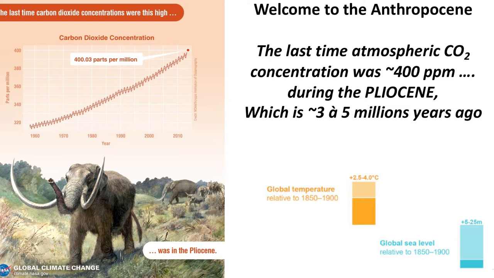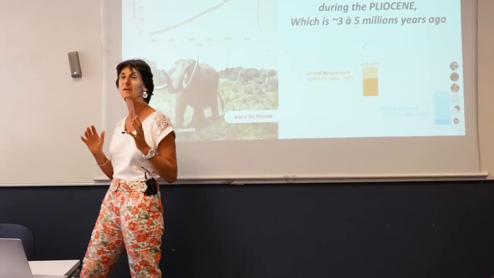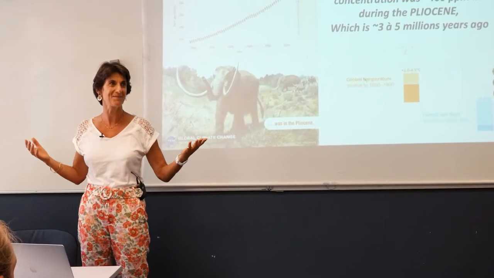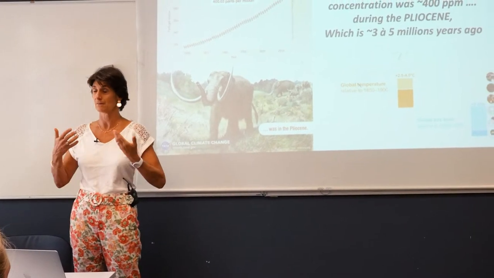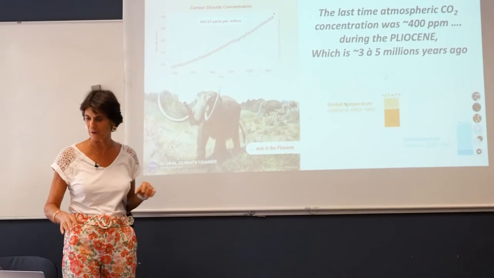in the atmosphere. During this very long period of the Pliocene, the global temperature was almost 4 degrees warmer, because it was at equilibrium. We are not at equilibrium. So if we stay here, we can reach 4 degrees Celsius of warming compared to the end of the 19th century. And the sea level was between 5 and 25 meters above what it was at the end of the 19th century. So it has been a long, long time since the Earth last had this, and at least never during the human period. We never had this.